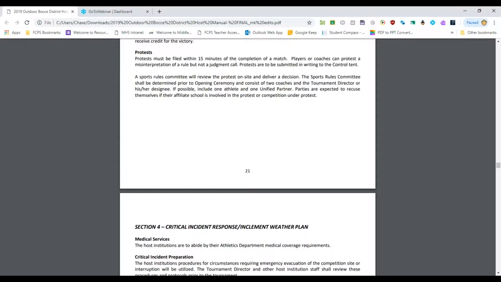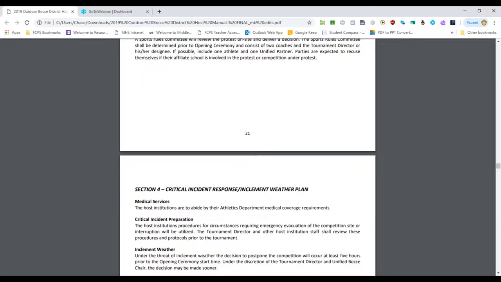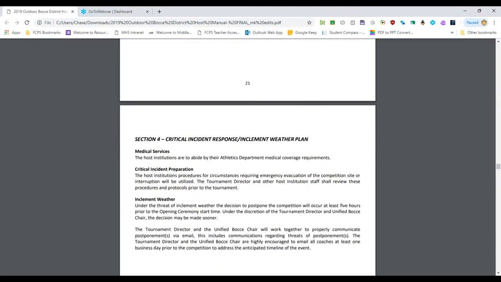The Sports Rules Committee shall be determined prior to opening ceremonies and consists of two coaches and the tournament director or his or her designee. If possible, include one athlete and one unified partner. Parties are expected to recuse themselves if their affiliate school is involved in the protest or competition under protest.